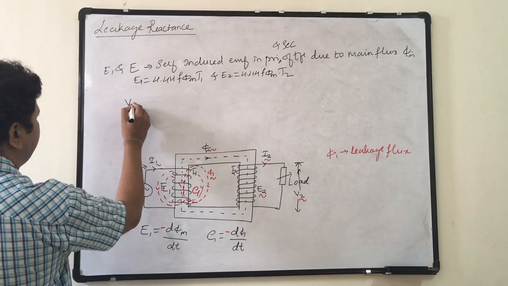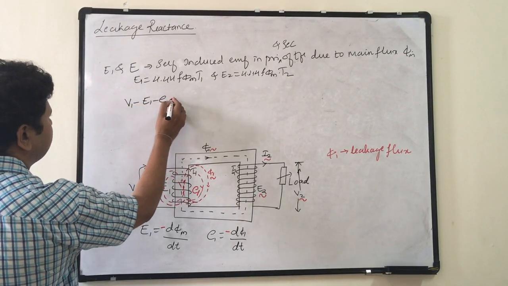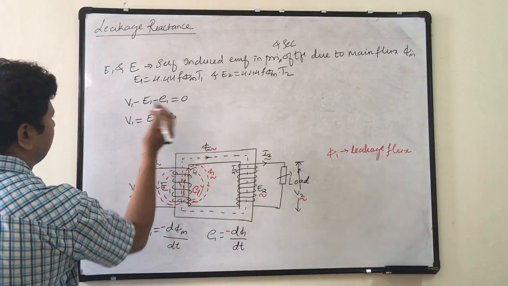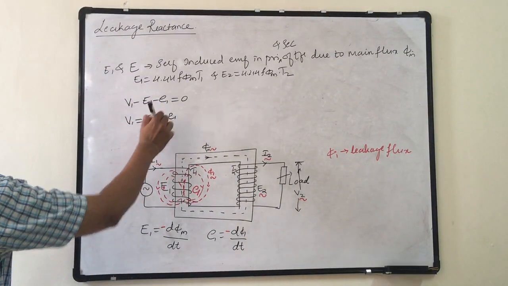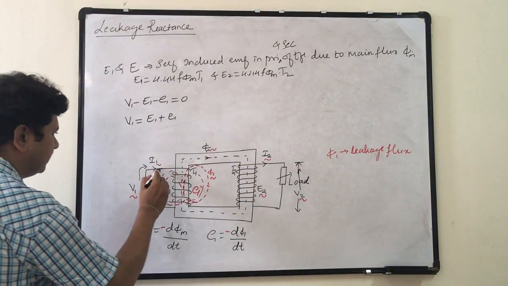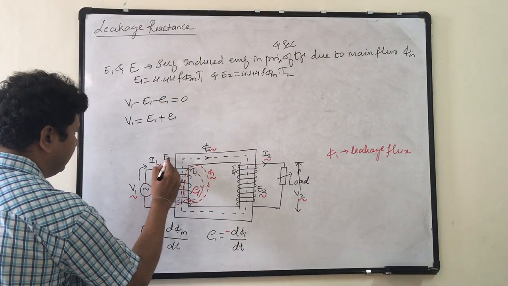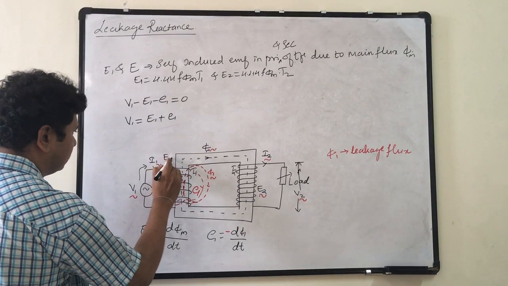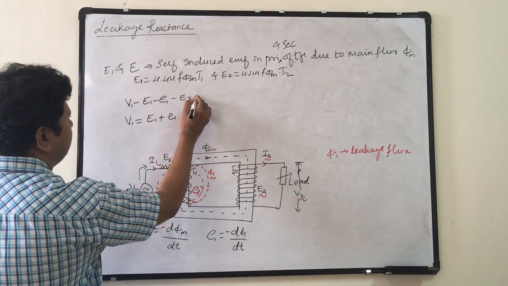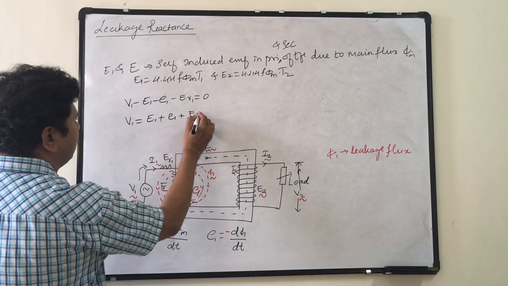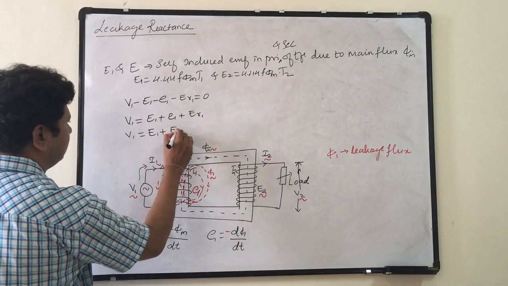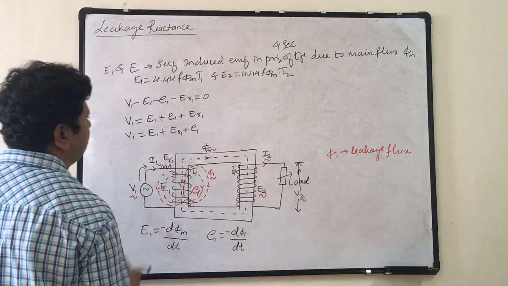it will be V1 minus E1 is equal to 0, and V1 is equal to E1 plus E1. I haven't considered the resistance. If I consider resistance here, let us take it as ER1, the drop across it. So I can write V1 is equal to E1 plus ER1 plus E1.